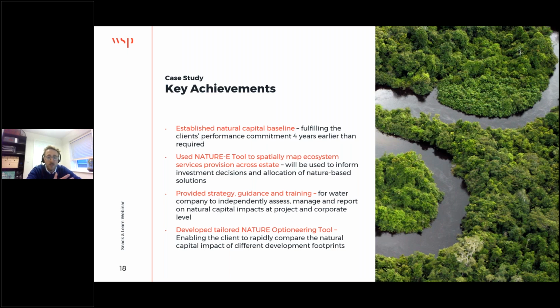We provided strategy, guidance, and training for the water company to independently assess, manage, and report on natural capital impacts at project and corporate levels. And we developed a tailored nature optioneering tool for the company, enabling the client to rapidly compare the natural capital impact of different development footprints. So that really only needs a couple of clicks to then see if this development footprint option is more beneficial for natural capital, or is it another option, and that can then feed into the option selection.